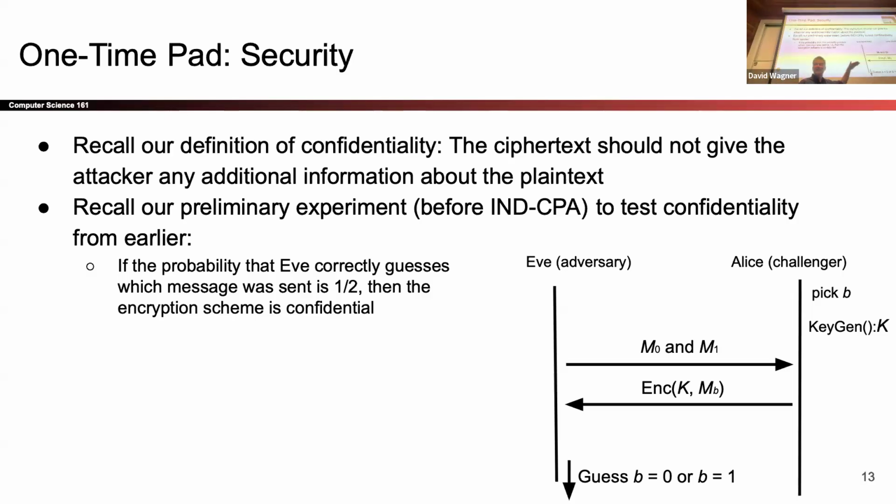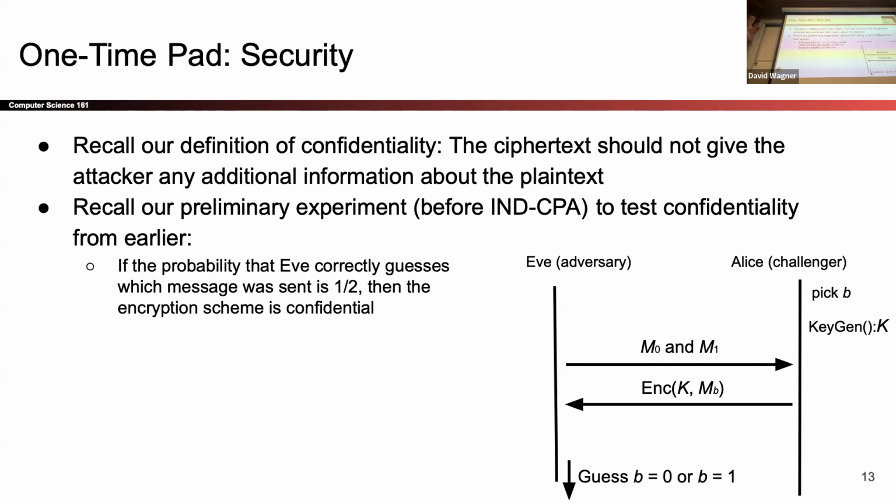The length of the ciphertext is the same as the length of the message. So by observing the ciphertext, Eve learns how long the message is. So if M0 and M1 were two different lengths, Eve could tell which one of them. Yes, you're absolutely right. So this is not an issue that comes up with 1-bit messages.